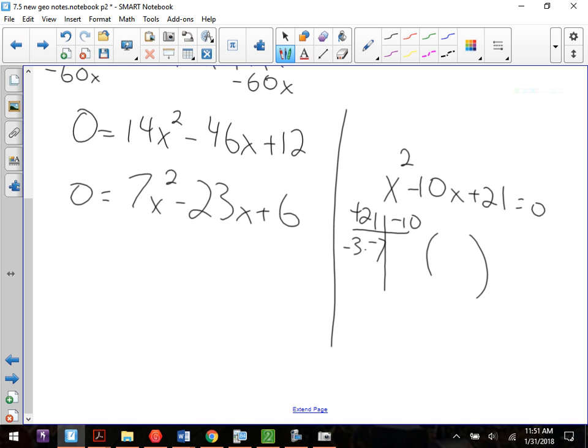So you wrote your terms then as x minus 3, x minus 7. Your terms were the things that were in parentheses. Your zeros, the answers, were when you set them equal to 0. You get 3 and 7. 3 and 7 are what makes that equation equal to 0.